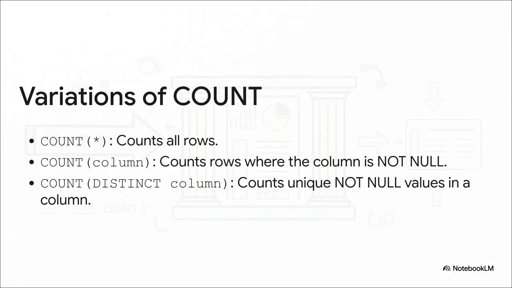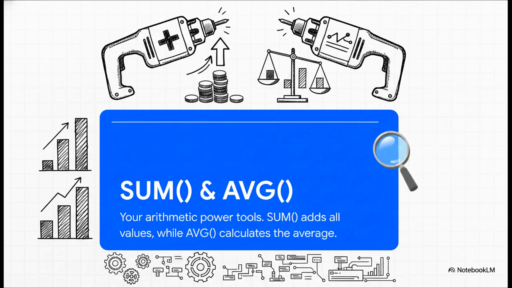But count is actually a lot more clever than it looks. Count star gives you the grand total of everything, but if you use count faculty ID, it's smart enough to ignore any students who don't have a faculty assigned. And count distinct faculty ID is even cooler. It tells you exactly how many unique faculties we have in our entire data set. Pretty handy, right?